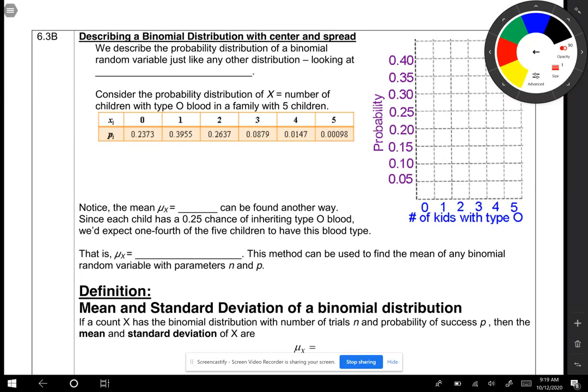Hello, Stat students. Today we will do 6.3b notes describing a binomial distribution with center and spread. We describe the probability distribution of a binomial random variable just like any other distribution. We will look at the shape, center, spread. We can always address outliers as well if we see any, but these are the main things. You always want to address all four.